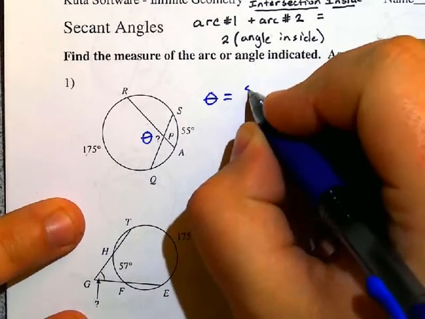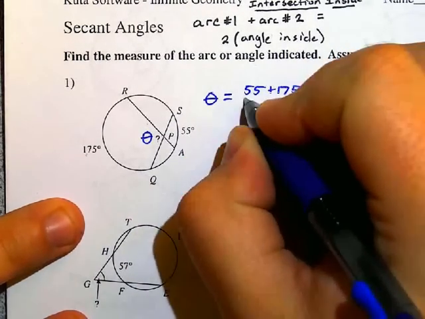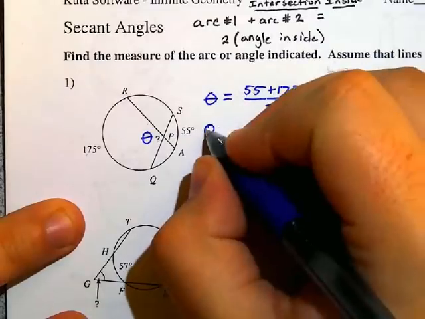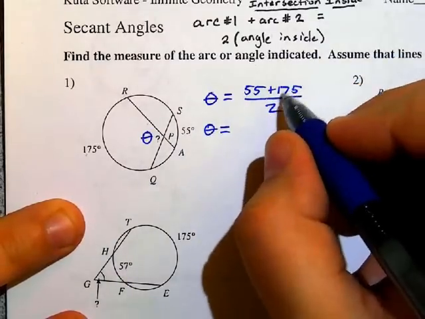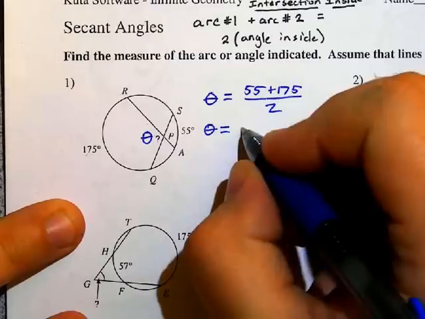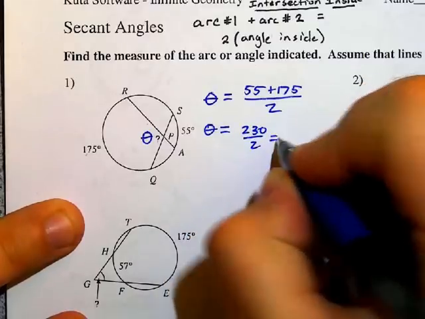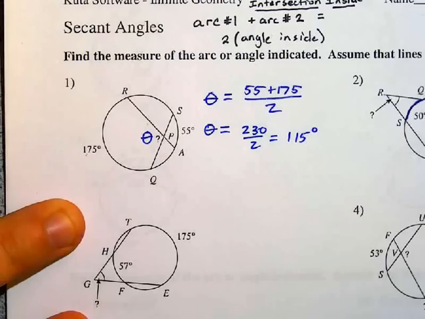Okay, so if this is going to be the average, then I can say, look, theta is equal to the sum of the two, 55 plus 175, divided by 2. So theta is equal to, let's see, 55 plus 175, that's going to be 180 plus 50, so that's going to be 230 over 2, which is 115 degrees.